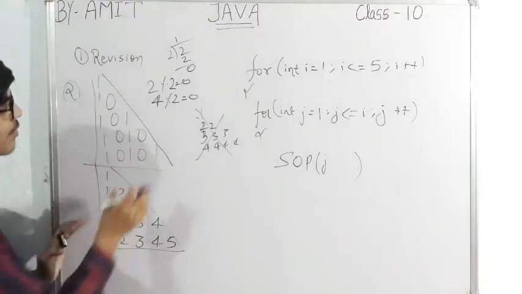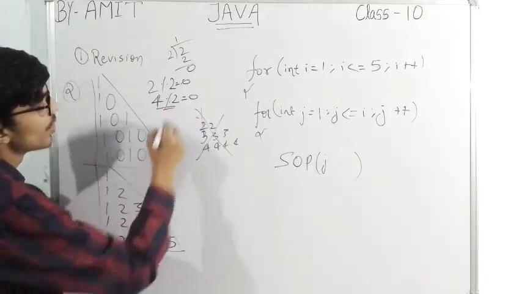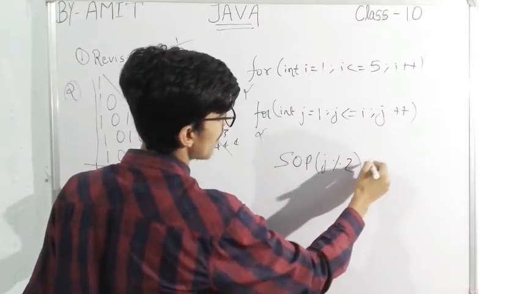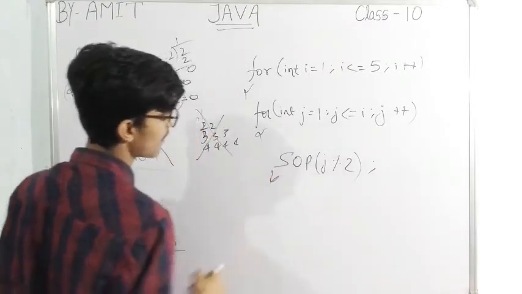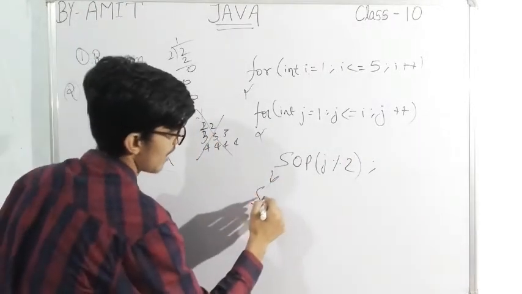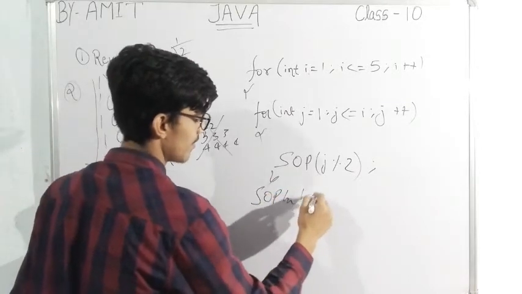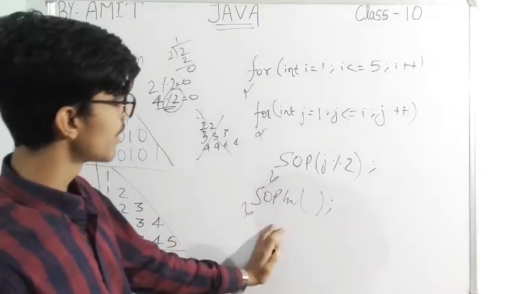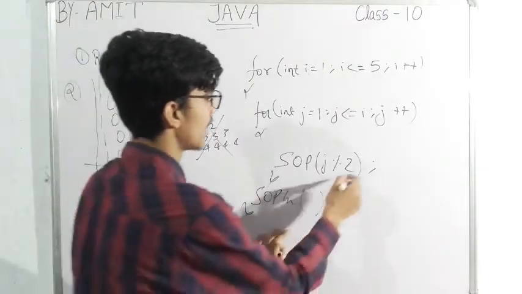And after this, what we have to do? We have to do mod 2. So we print j mod 2, and after this we will close this and use SOPLN. So this is how it will work.